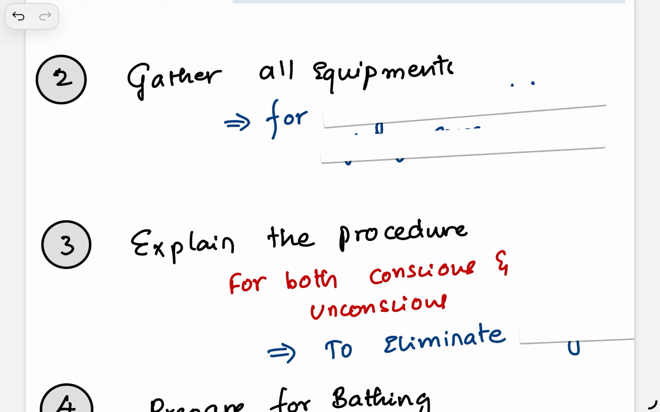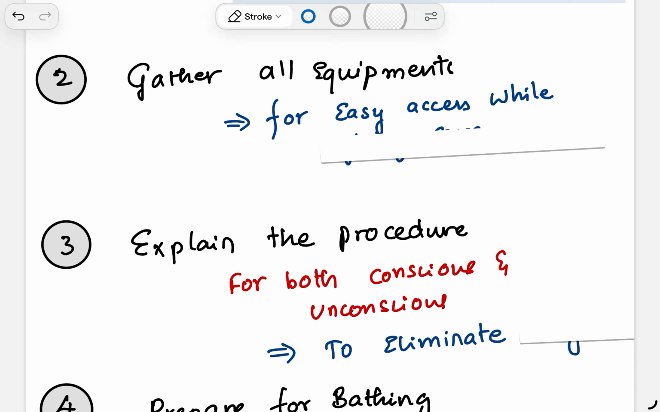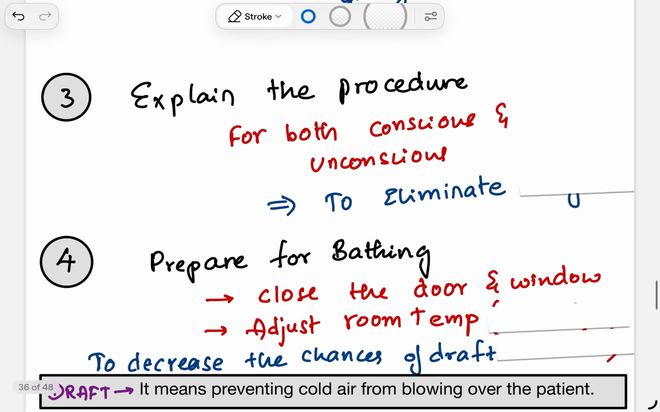So gather all the equipment. Why do we have to gather all the equipment near the bedside? We are doing it at the bedside, not in the bathroom, right. And why do we have to gather? Because we need to get access easily for giving care. Are you understanding? Yes. And explain the procedure. These are all pre-procedural points.